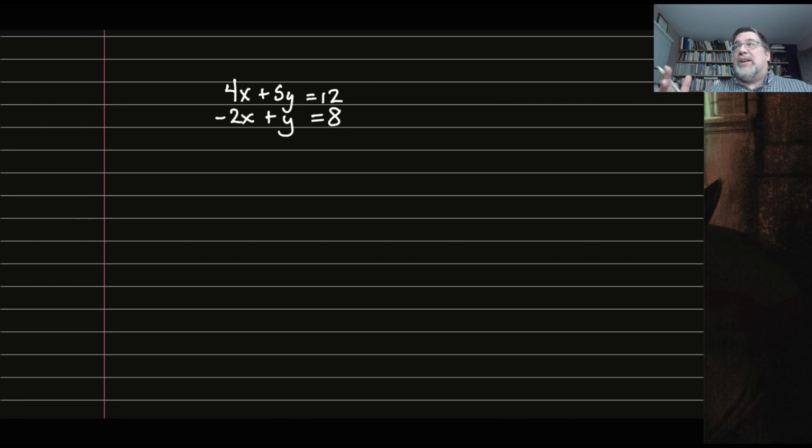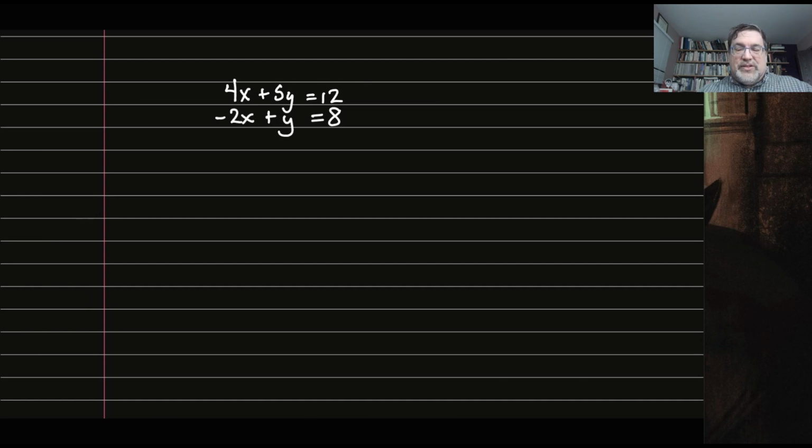Now, I could fall back on substitution. Substitution is always an option. But elimination is pretty fast as long as I can make something true. What I'm trying to make true is I'm trying to make one of these variable coefficients the same or opposites. So either I want my x's to have the same coefficients or opposite coefficients, or I want y to have the same coefficients or opposite coefficients.